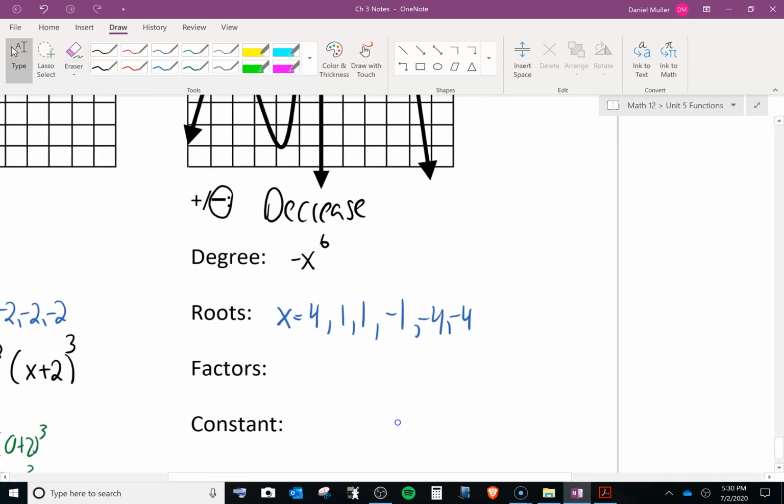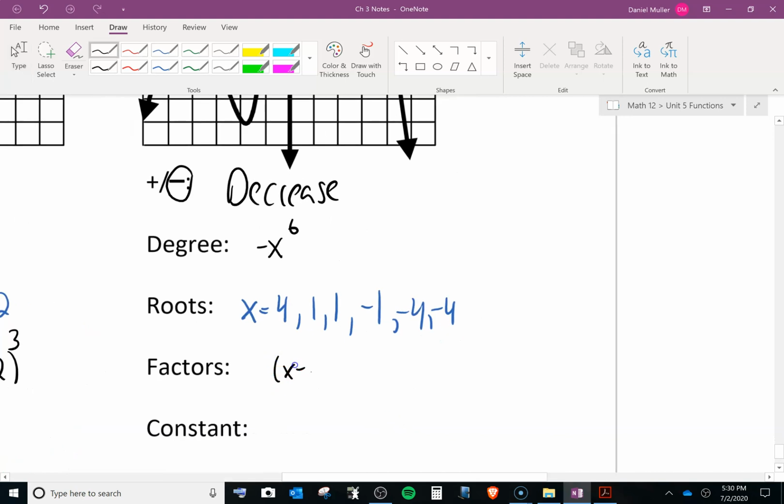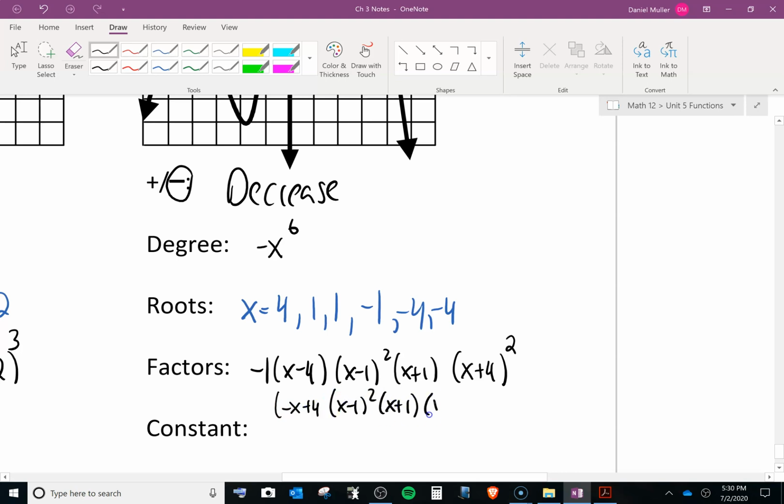Okay, so my factors for this. So x minus 4 would work for this. And x minus 1 squared, both of these, the 1s would make that 0. X plus 1 would work for this. And x plus 4 would work for this, and there's 2 of them, so I'll square it. And I have to include a negative 1 out in front to make this a negative x to the 6, because x times x times x times x times x times x is an x to the 6, but I need a negative there. And I'll just bring it into the first one here. So this will be a negative x plus 4, x minus 1 squared, x plus 1, and x plus 4 squared. So that's what I'm going to do.